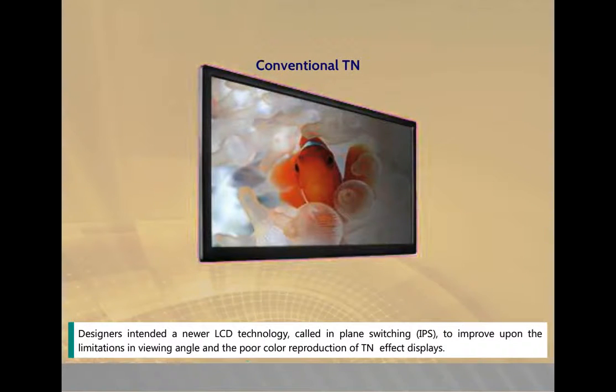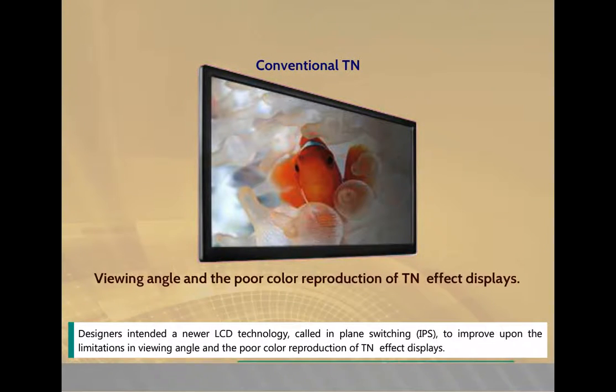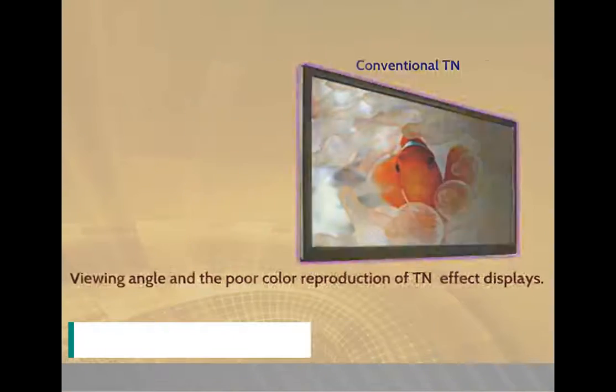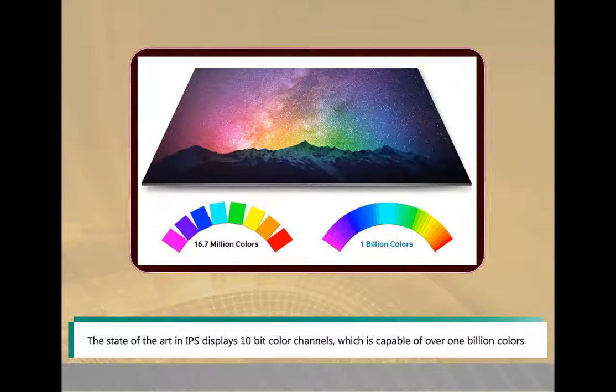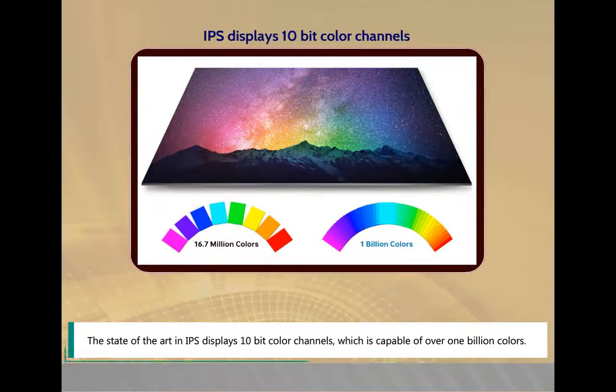Designers intended a newer LCD technology called in-plane switching, that is IPS, to improve upon the limitations in viewing angle and the poor color reproduction of TN effect displays. The state of the art in IPS displays has 10-bit color channels, which is capable of over 1 billion colors.